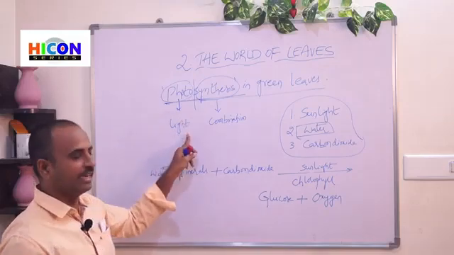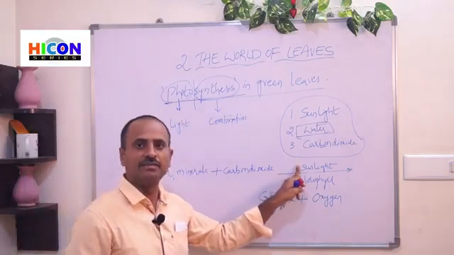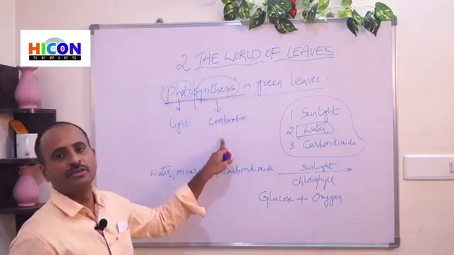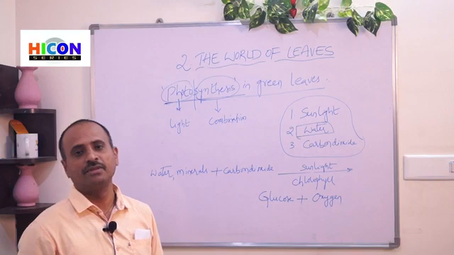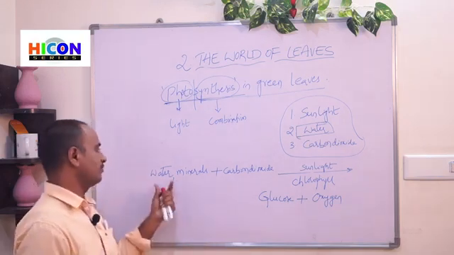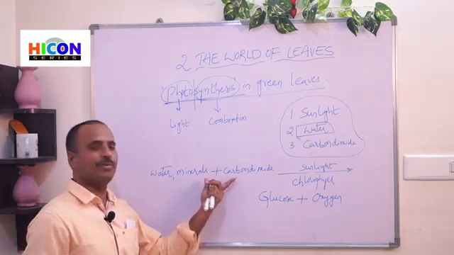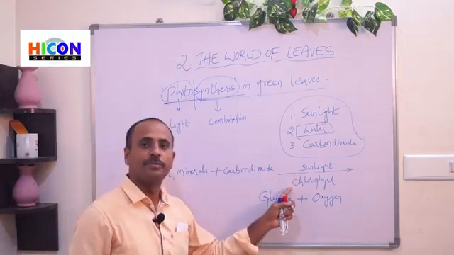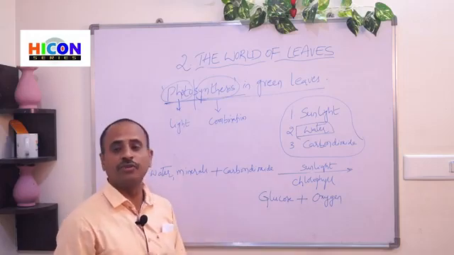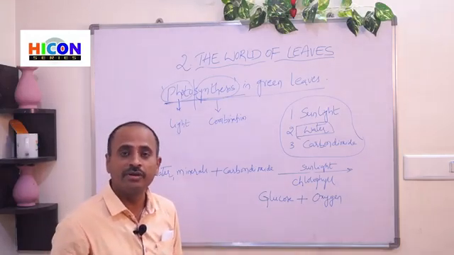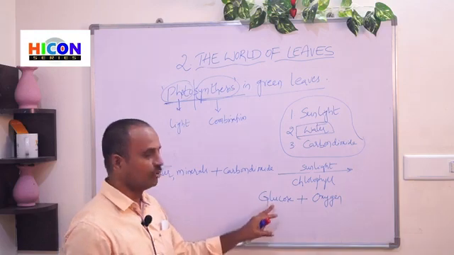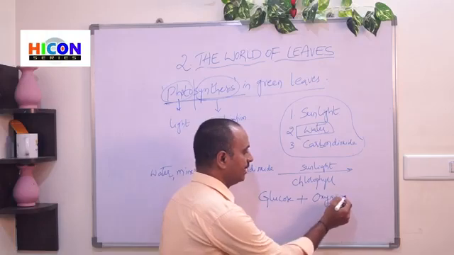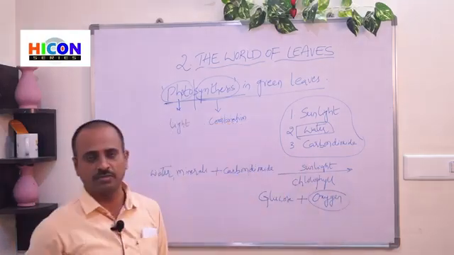Here photo means light, that is sunlight energy, and synthesis means combination. Combination means mixing. So the plant will mix water, minerals and carbon dioxide in the presence of sunlight and the chlorophyll present in it and prepare the food. The prepared food is one type of sugar, glucose. And during photosynthesis, the oxygen will be given out into the atmosphere.